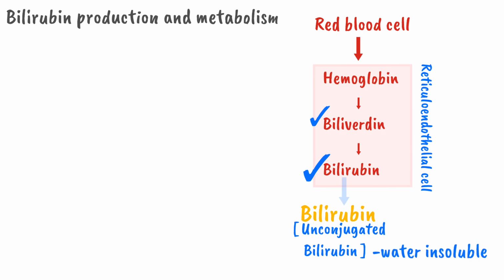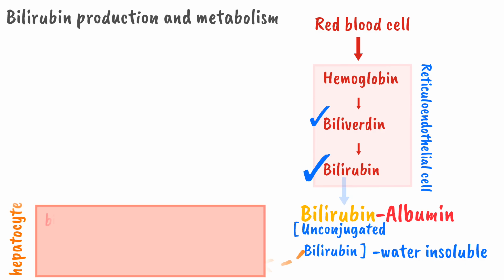that it is not soluble in water, so it cannot circulate freely in blood. To circulate in blood, it is bound to albumin. This unconjugated bilirubin will bind to albumin and circulate in the bloodstream. During circulation, it will be taken up by the hepatocyte and will undergo metabolism in the liver.